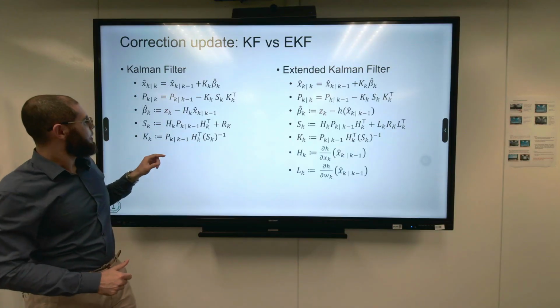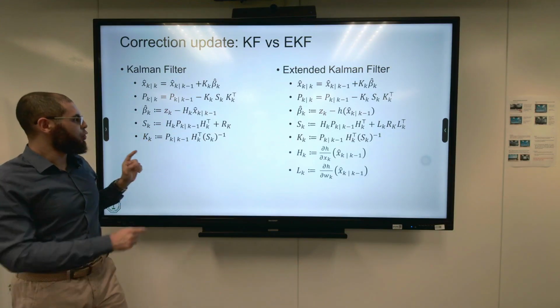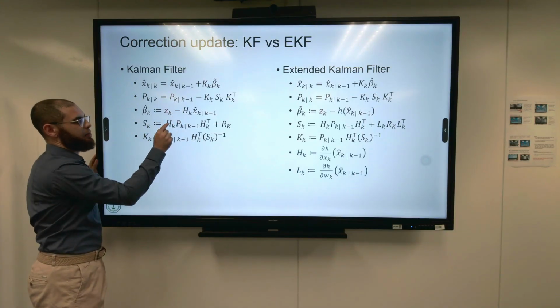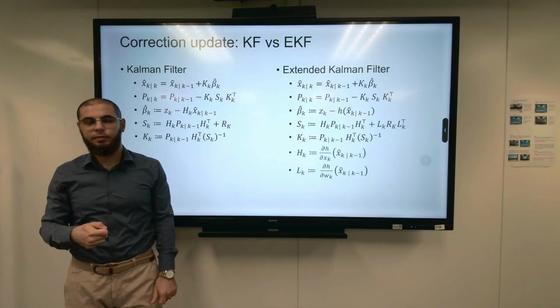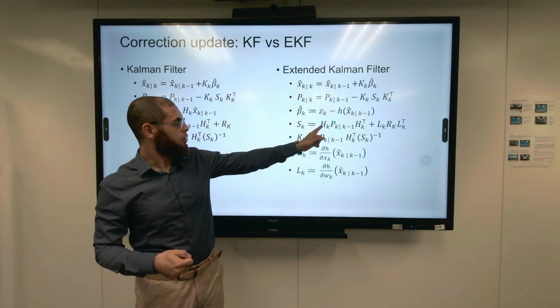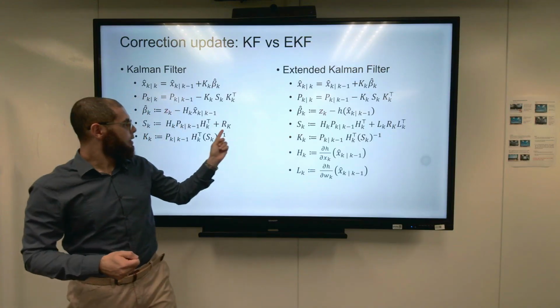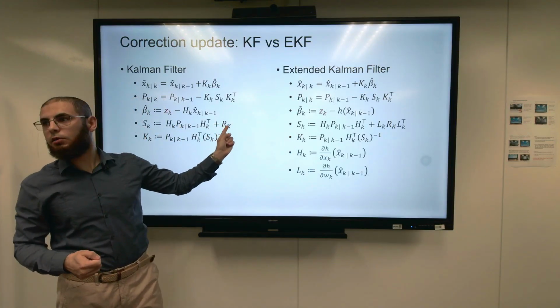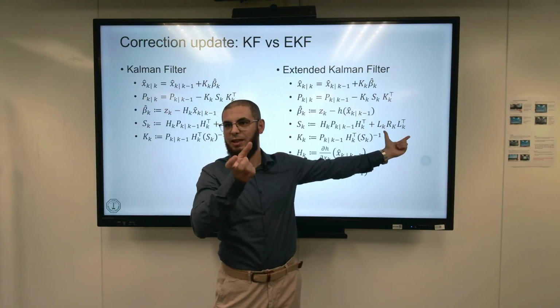Afterwards, when we updated the S and the K, we used here the H that comes from the model, and we used the R that is from the noise of the measurement. In this equation, we update the S. In the first term, you see it's exactly the same. Afterwards, instead of adding the R, we multiply before and after by the L, similar to what we did in the previous slide by using the G.